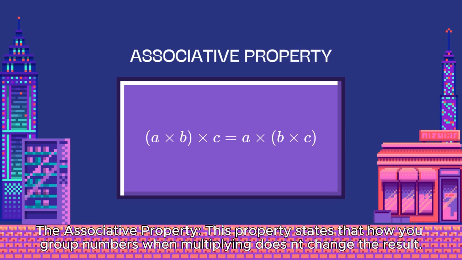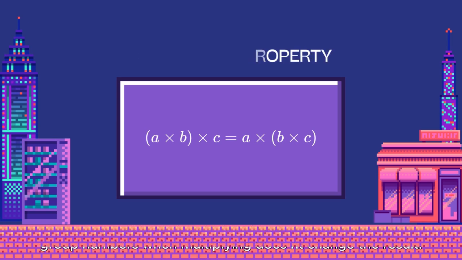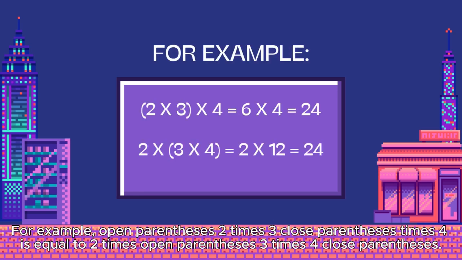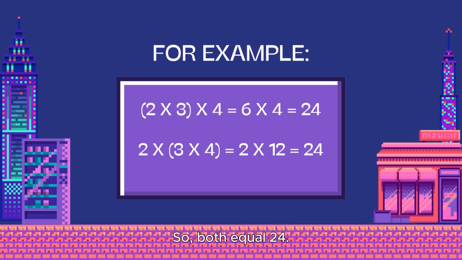The associative property. This property states that how you group numbers when multiplying doesn't change the result. For example, open parentheses 2 times 3 close parentheses times 4 is equal to 2 times open parentheses 3 times 4 close parentheses. So both equal 24.